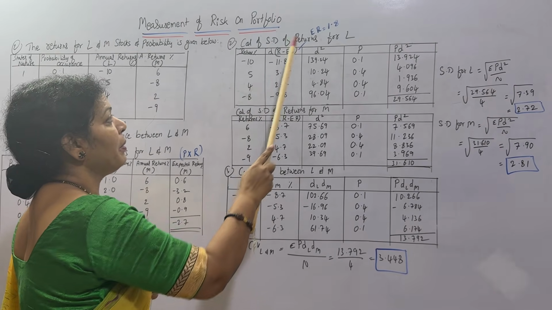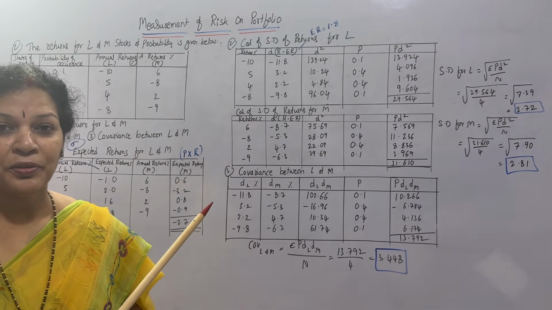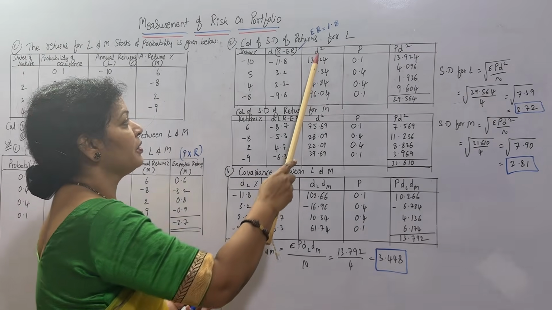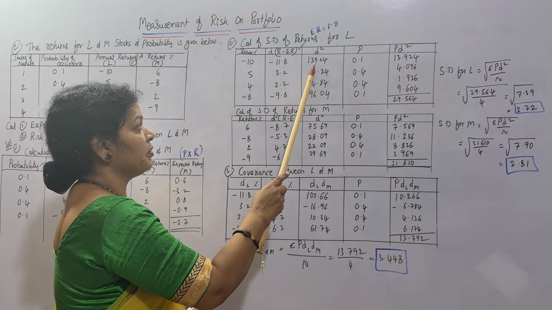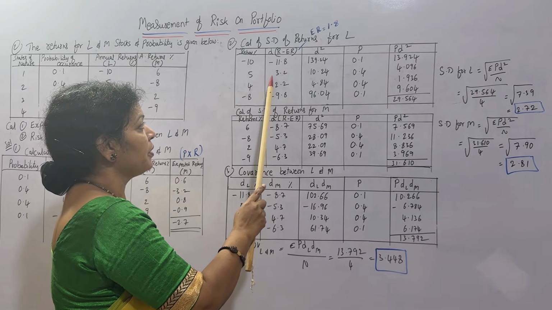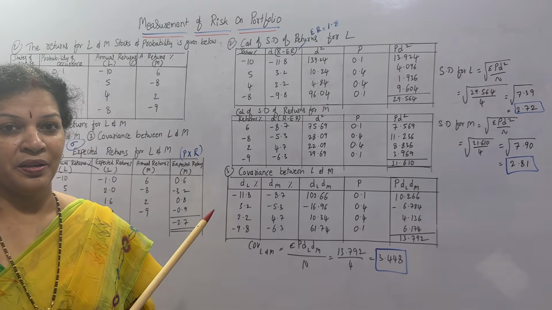11.8. 5 minus 1.8 is 3.2. Like this you got D. Once you get D, square it: D square, minus 11.8 into minus 11.8 is 139.24. 3.2 into 3.2 is 10.24. Like this you got the D square.